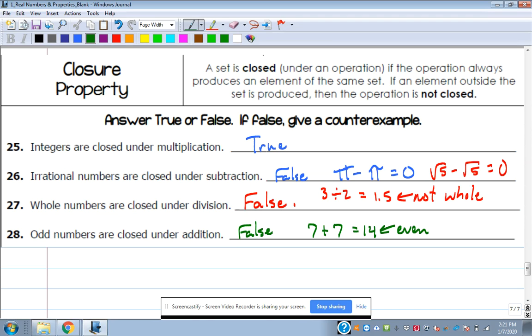Okay. So the closure property, you start with a certain kind of number and you have to get that kind of number back for it to be closed. If you can come up with a counterexample that does anything else, then it's false. And we write that counterexample down. That's the property that last semester's folks seem to have the most trouble with.